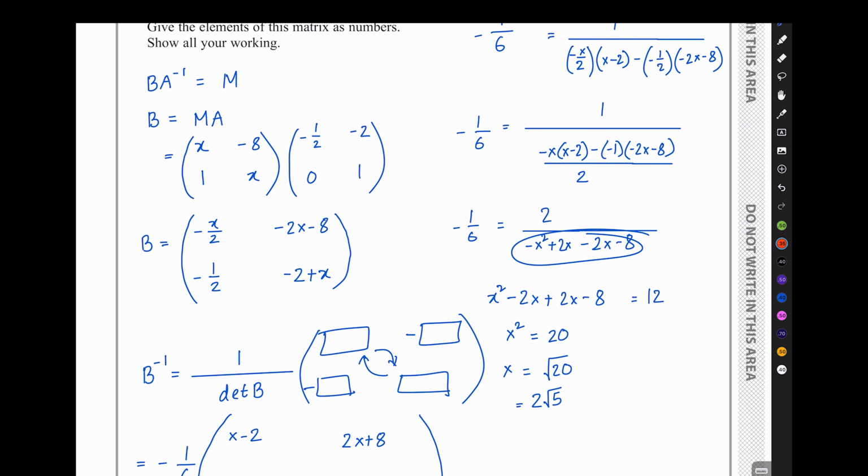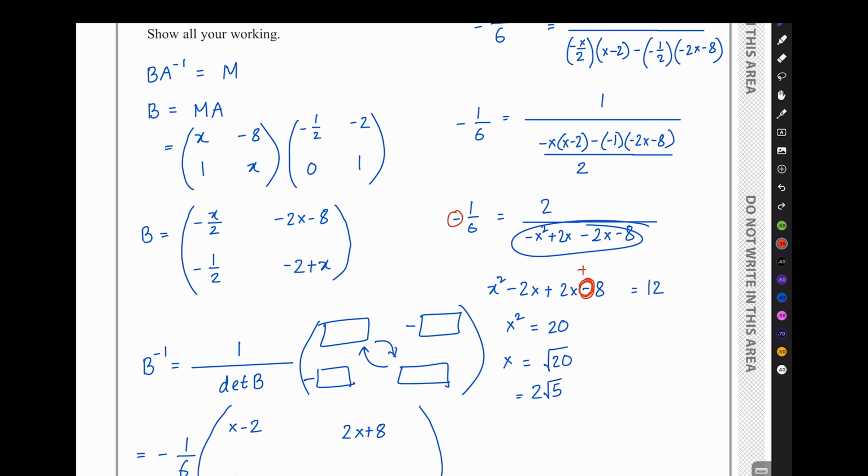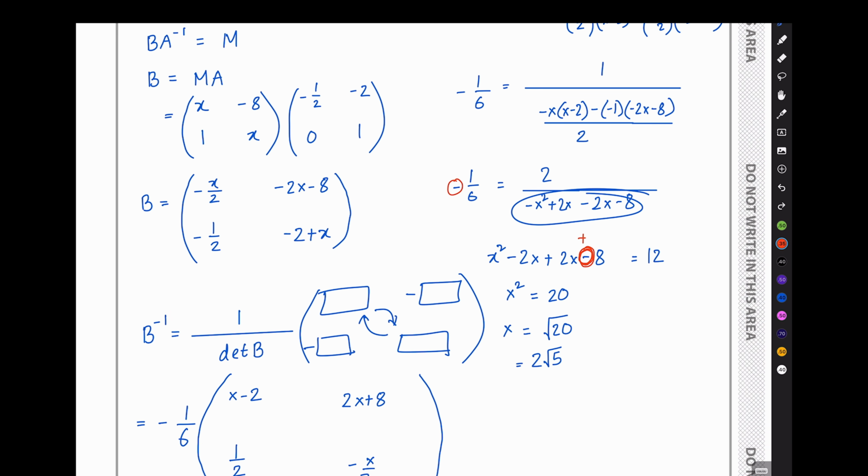Okay, back again. It was a very silly mistake. This thing, it should be plus, right? Why? Because I guess you guys noticed it, I'm multiplying negative 1 with the entire thing. So that negative 8 should be positive 8. So this thing is incorrect. It should be x squared equals 4. So x should be 2.